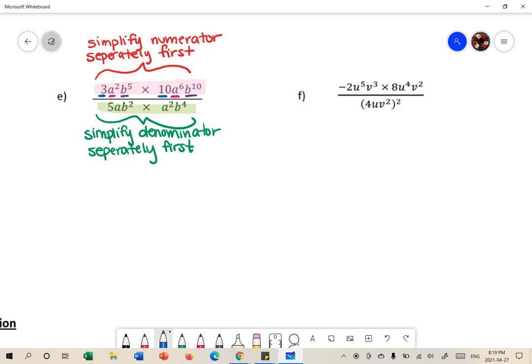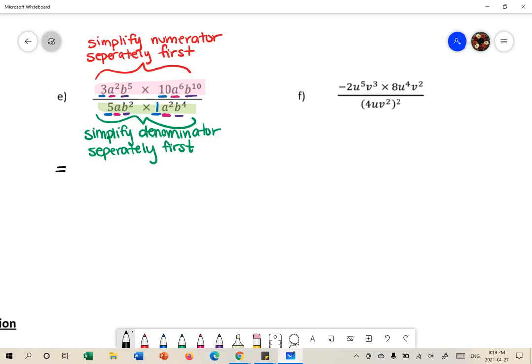In the denominator, I'm going to multiply my coefficients together. 5, and there's an invisible coefficient of 1. Then I have my a powers that I'm going to simplify together, and then my b powers that I'm going to simplify together.